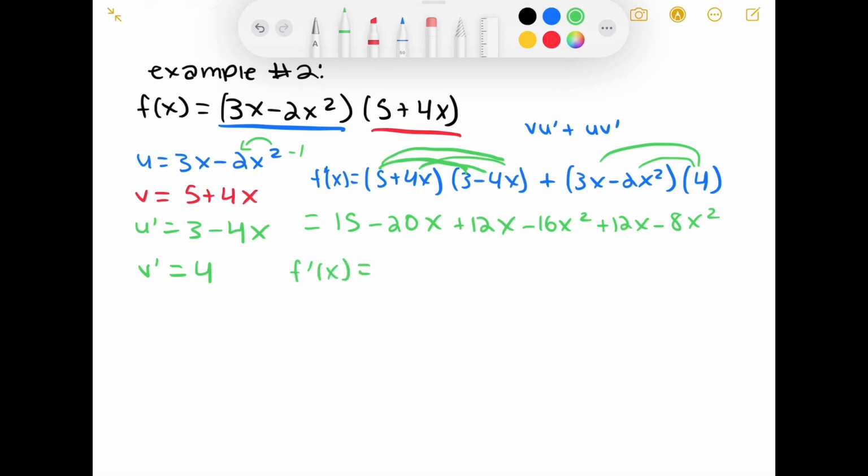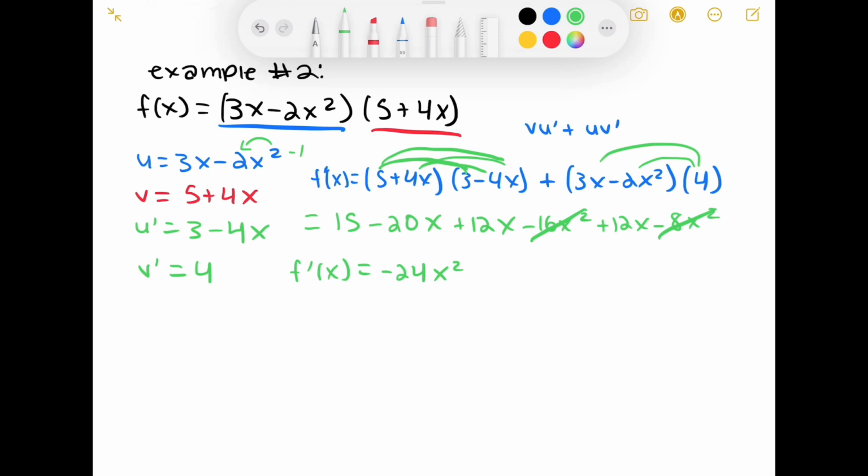So our f prime of x is going to be, let me do the math here real quick. Negative 16x squared minus 8x squared is going to be our first thing. And that is going to be negative 24x squared, and so that's those two. I'm just crossing them off to indicate that.